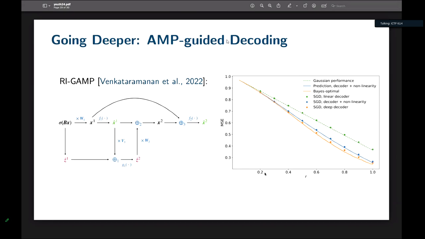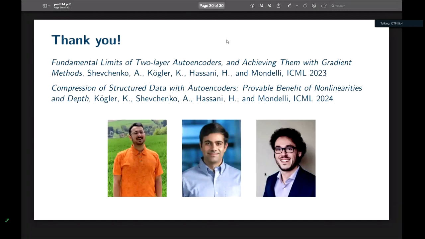But here, the rotationally invariant design of the encoding is fixed. Well, that's it for me. Thank you, my collaborators. And yeah, any questions?